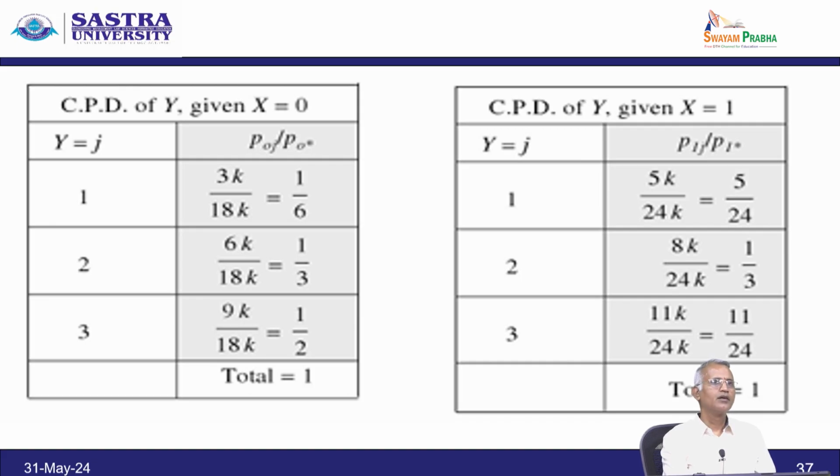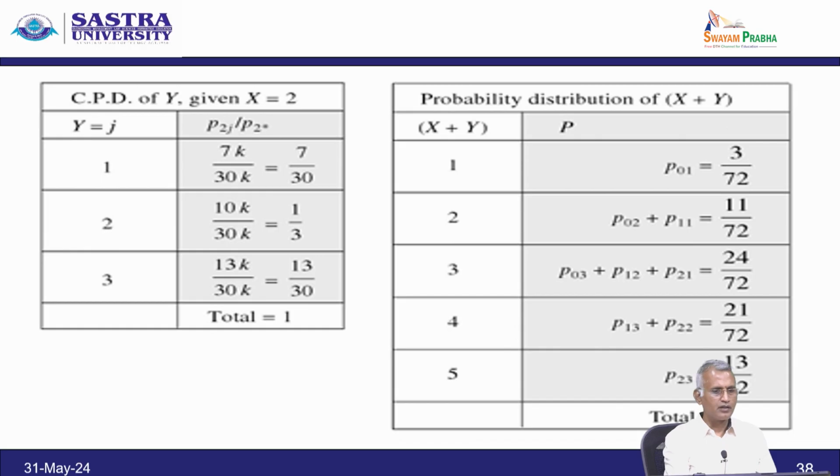The conditional probability density function of y when x equal to 0, with y equal to j and j varies from 1 to 3, we determine the corresponding p0j by p0, which gives 1 by 6, 1 by 3, 1 by 2. Go ahead with x equal to 1, you can get the values corresponding to j equal to 1, 2, 3. When x equal to 2, j varies from 1 to 3, we have 7 by 30, 1 by 3, 13 by 30 respectively.